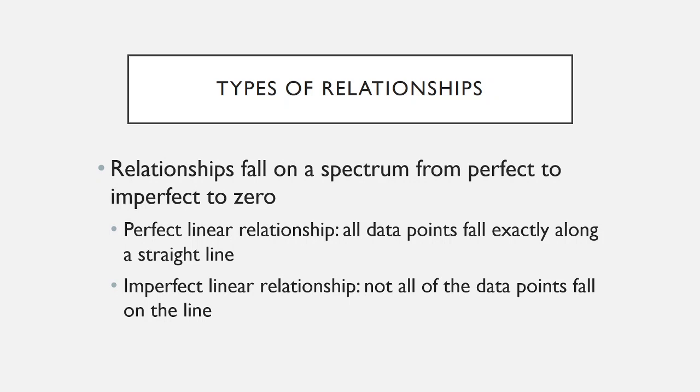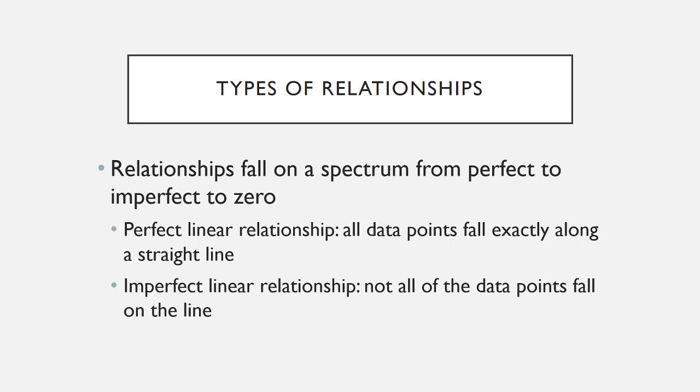Now, if you have an imperfect correlation, that correlation is going to fall somewhere on this spectrum between a zero correlation and a perfect correlation. So a perfect correlation is where all of the data points in your scatter plot fall exactly along that straight best fit line. What this means is that you know with perfect predictive accuracy where somebody falls on variable y if you know their value of variable x.